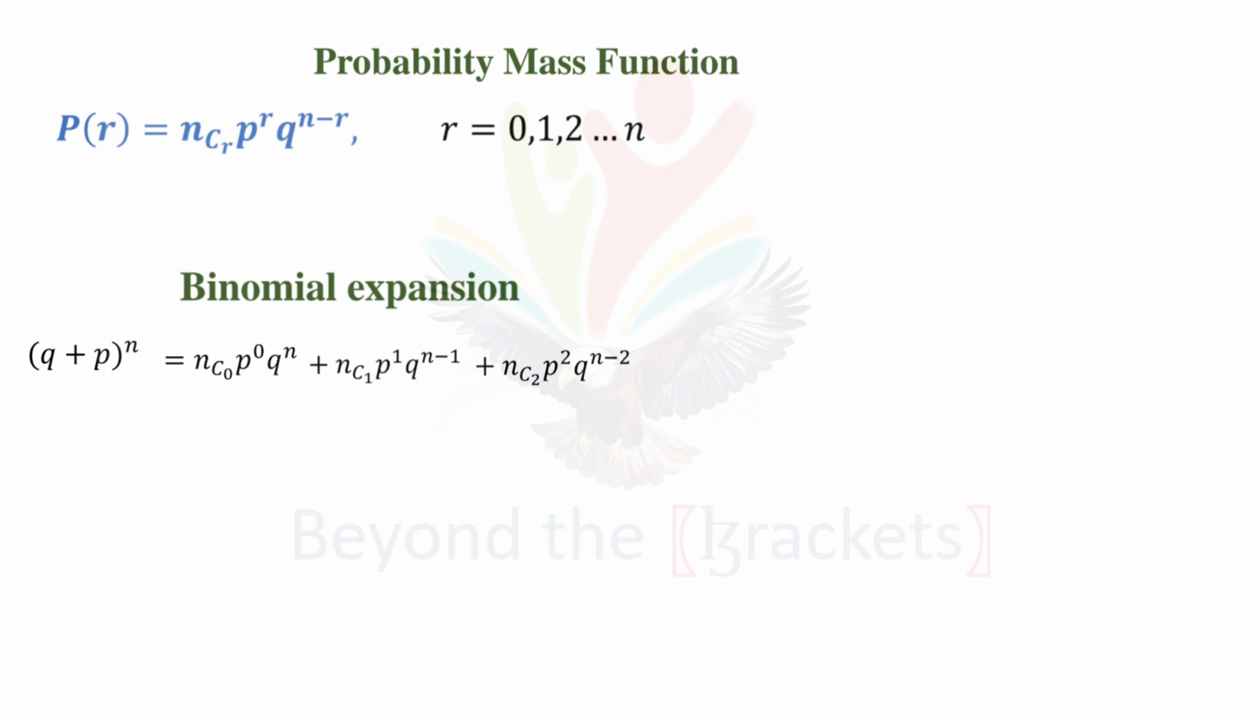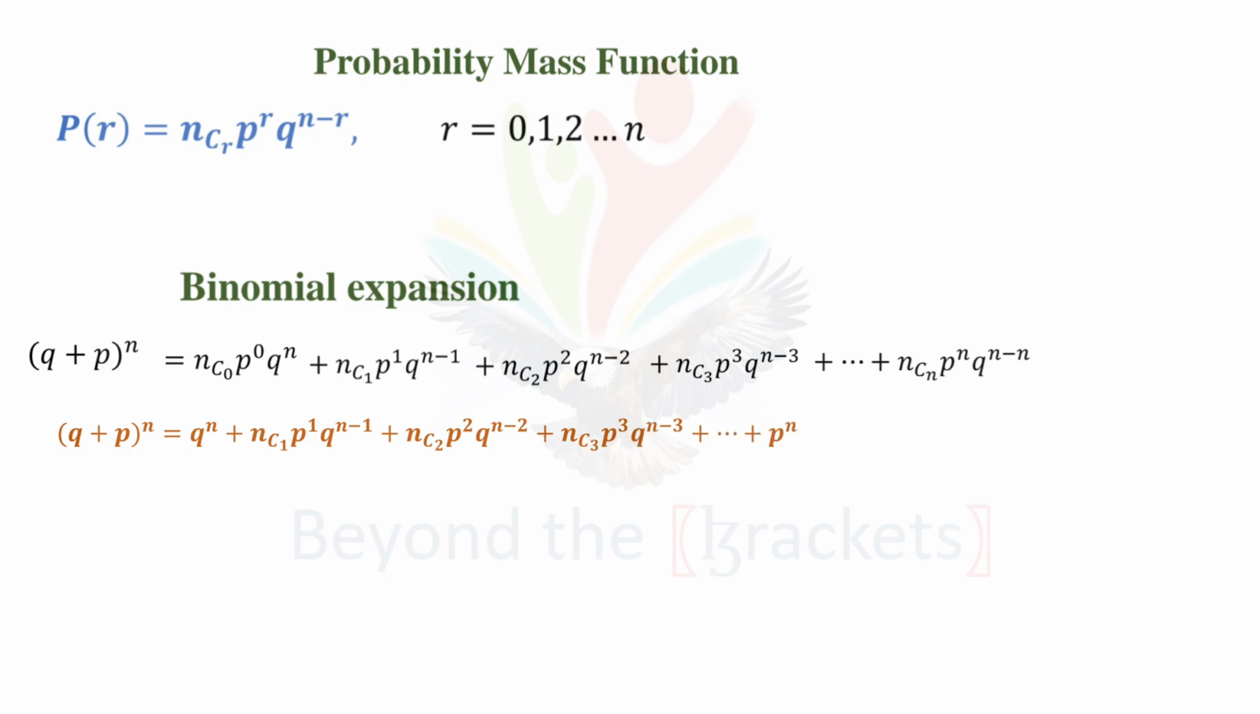Similarly, for 3 successes, we get R is equal to 3 and it is NC3 p power 3 q power n minus 3. Finally, since we started from 0 successes, the last case will be n number of successes. So we get r is equal to n. The probability mass function will be NCn p power n q power n minus n. Simplifying this, NC0 is 1, p power 0 is 1, and q power n minus n will be q power 0, that will be 1.